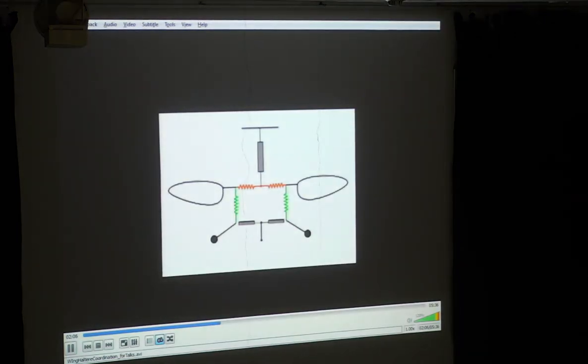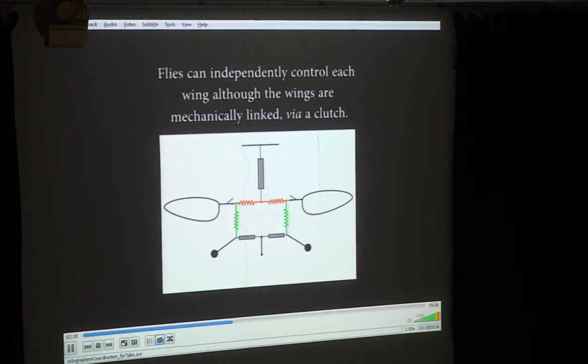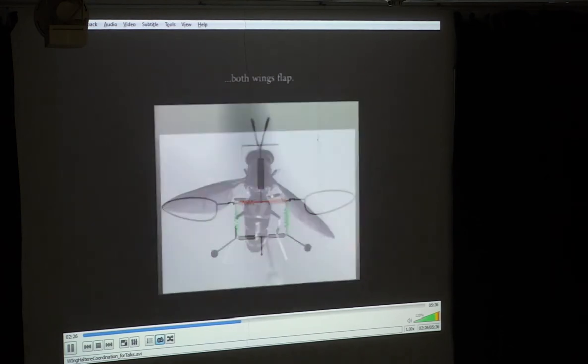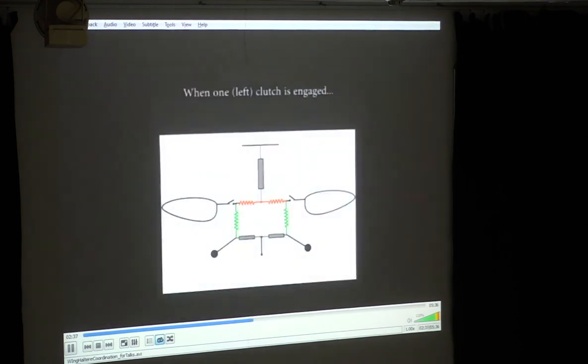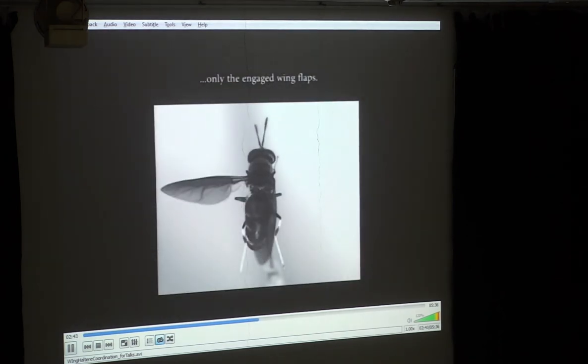If the wings and halteres are constrained to move in synchrony by mechanical linkages, how do insects achieve control of just one wing at a time? To address this question, we propose the hypothesis that there exists a clutch at the base of each wing, which can engage or disengage the wing from the mechanical linkages. When the clutch is engaged on both sides, the two wings flap together. However, when the clutch is disengaged on one side, one wing remains folded, whereas the other can flap.